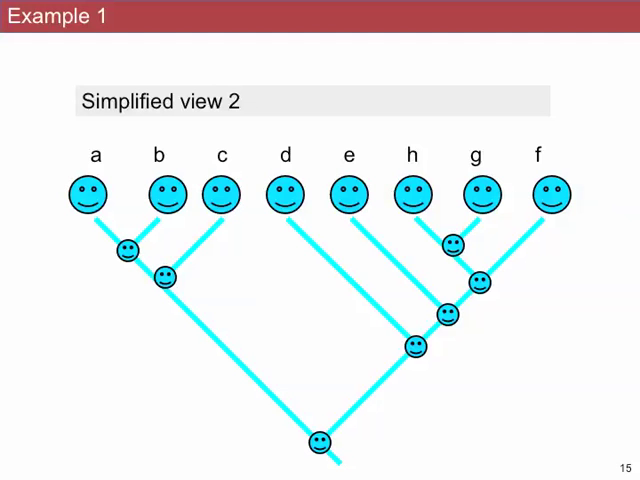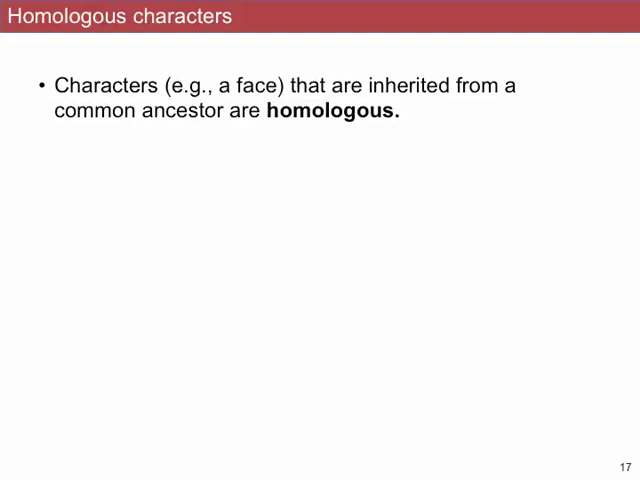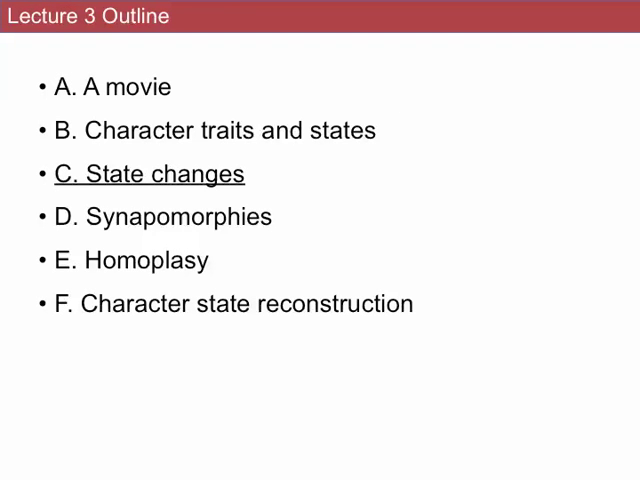Frequently we have simplified ways to represent this. We can color the branches with a particular color to represent what we think the trait was, the character state at different times in the evolution of this group of organisms. We can throw away the representation at the nodes. We're now just showing everything by color. And so you will see many different of these sort of simplified views of representing character states mapped onto a tree of organisms. Any character like this that is inherited from a common ancestor, so the smiley faces in all of these organisms in this tree, characters that are inherited from a common ancestor are called homologous.